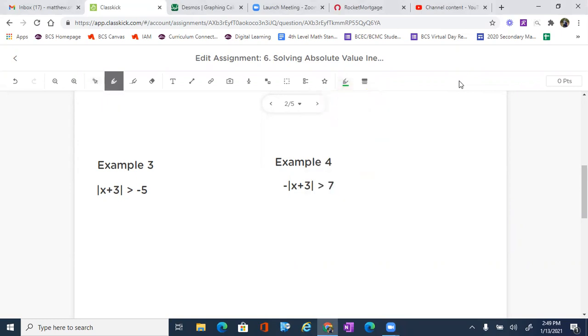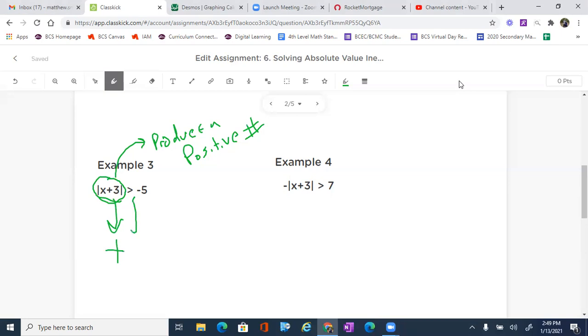If you remember, whenever we have an absolute value, it is always going to produce a positive number. So algebraically, we don't even really have to look at this much. We know that the absolute value of x plus 3 is going to produce a positive number. And a positive number is greater than a negative number. Well, guess what? This is always true. A positive number is always going to be greater than a negative number.